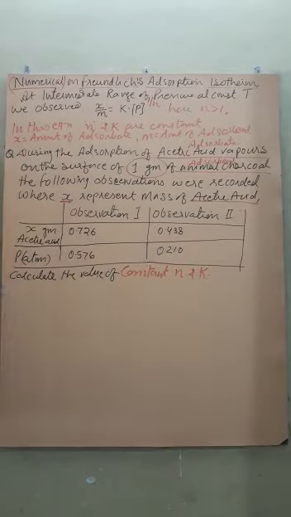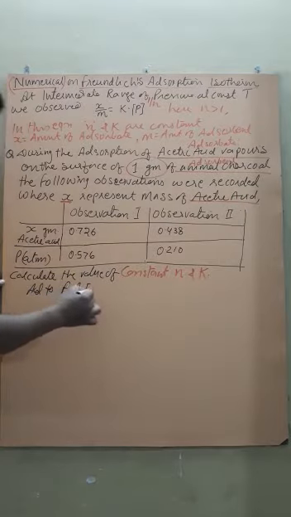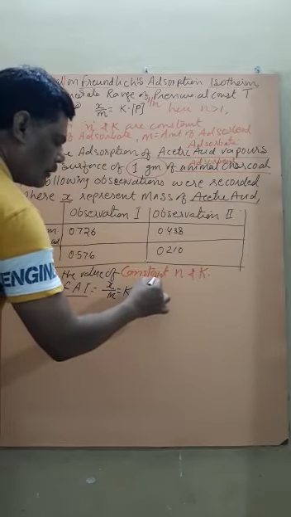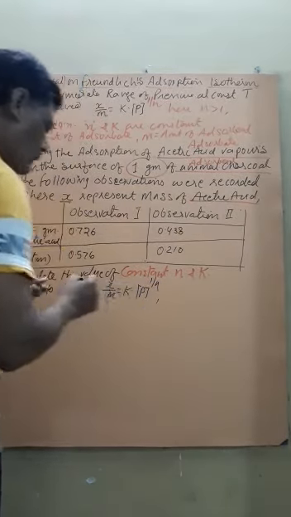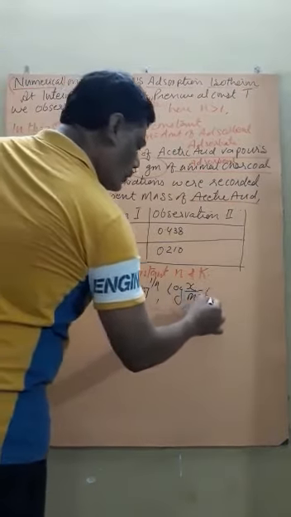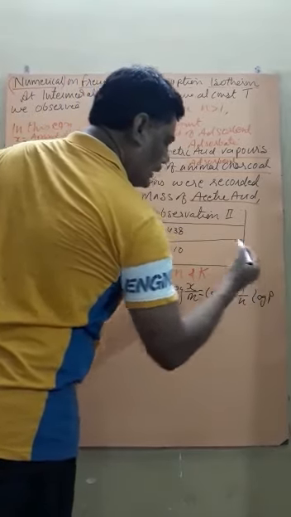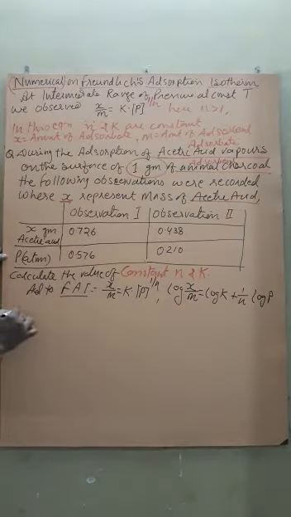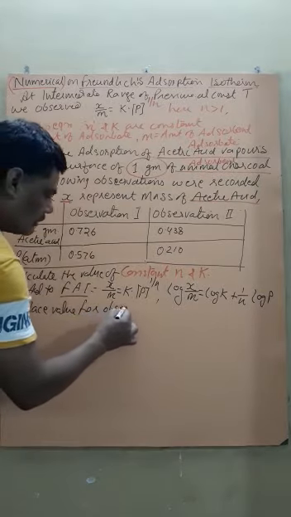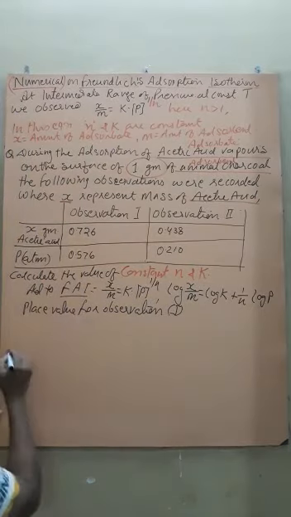So according to Freundlich adsorption isotherm, we have the relationship: X by M is equal to K into P to power 1 by n, or if we take its log, then it will become log X by M is equal to log K plus 1 by n log P. Place the value for observation 1.